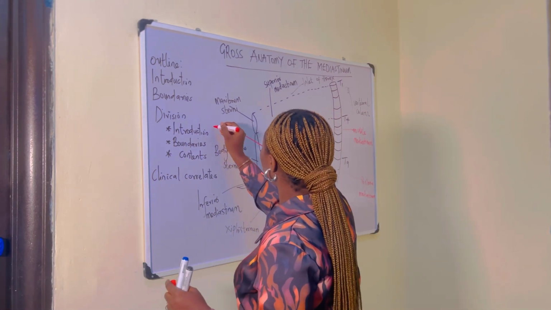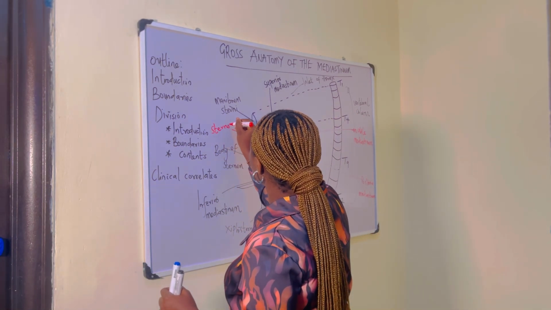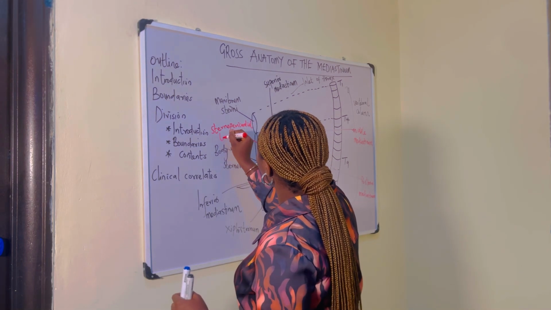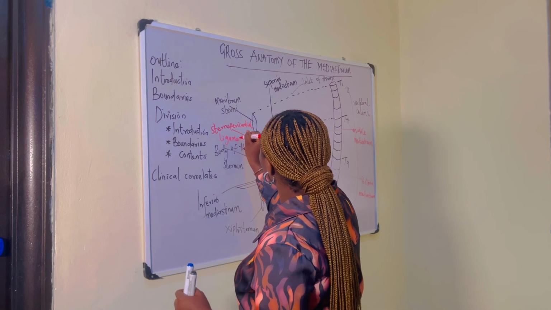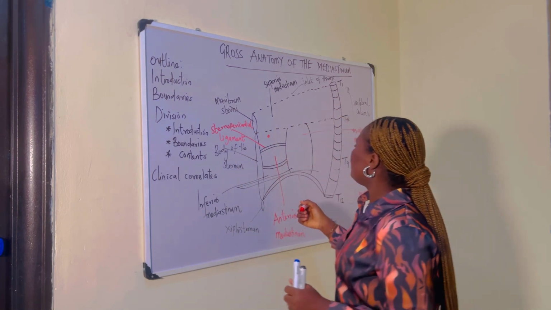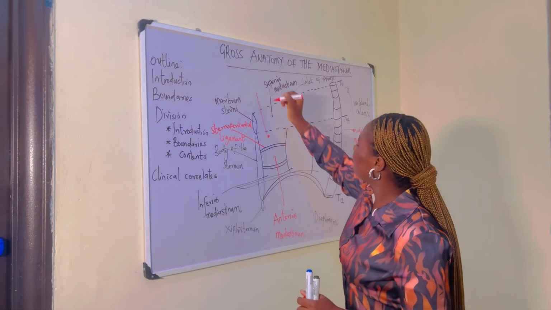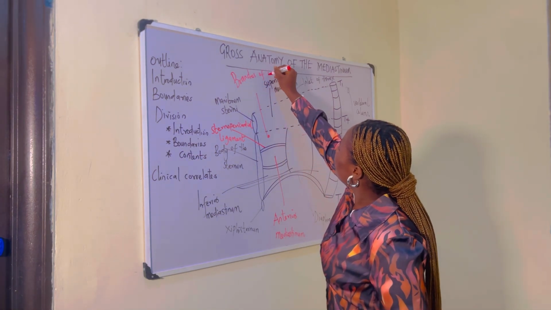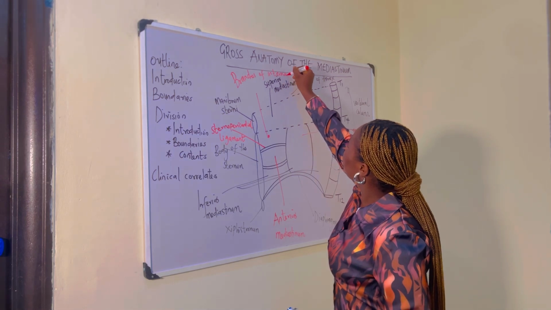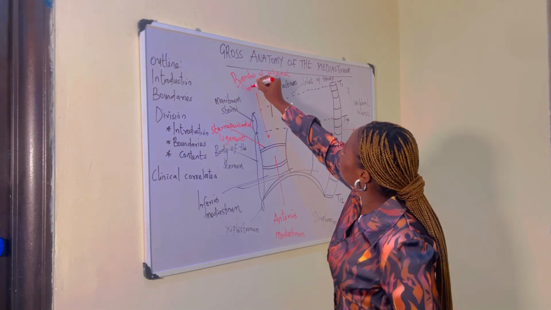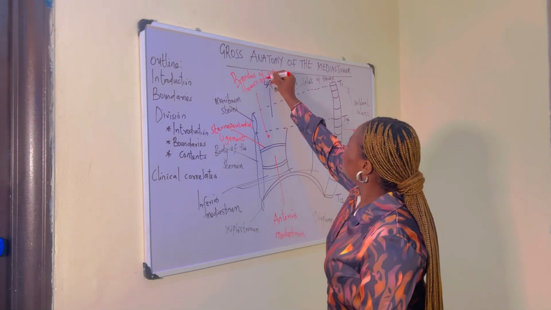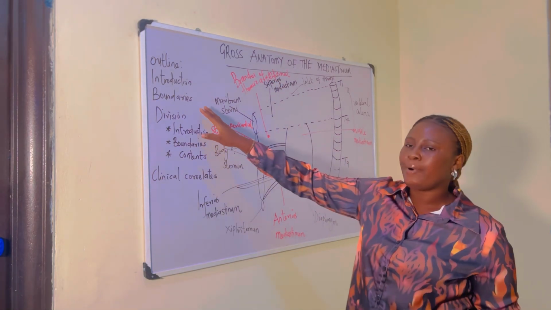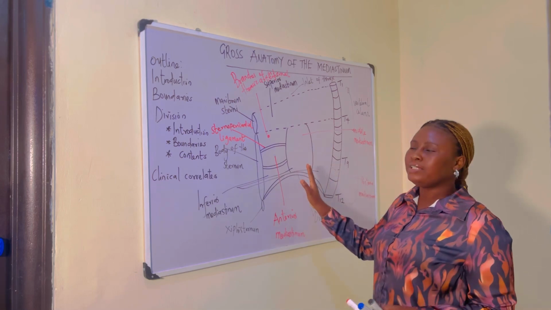So this is the sternopericardial ligaments. Now these are branches of the internal thoracic artery. So these are for the introduction, the boundaries, and the division of the mediastinum.